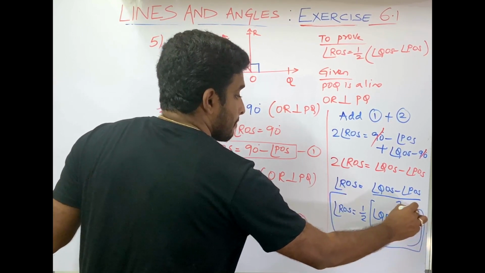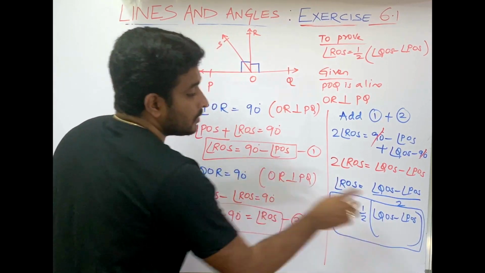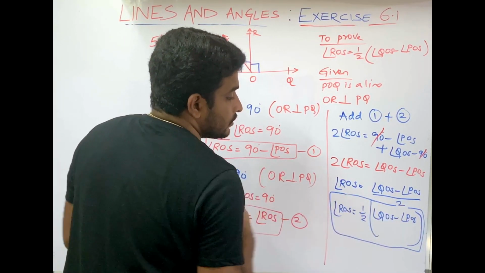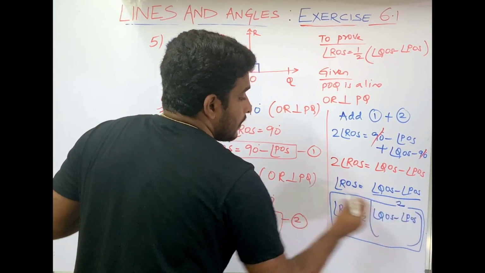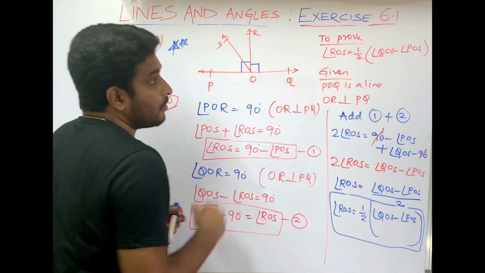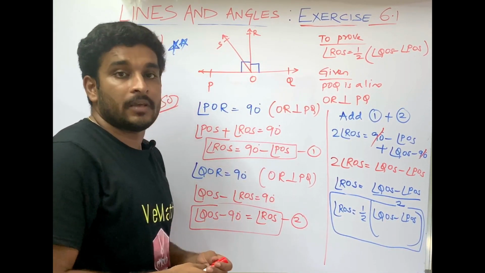Hence proved. What we want? Angle ROS we got as half of angle QOS minus angle POS.